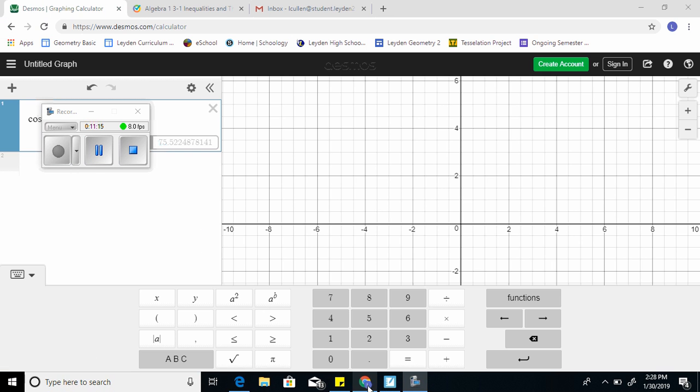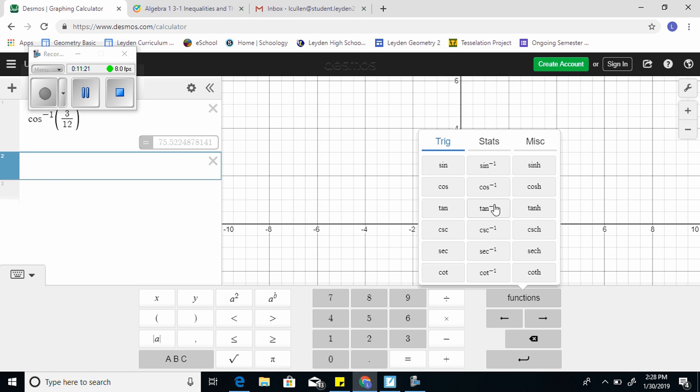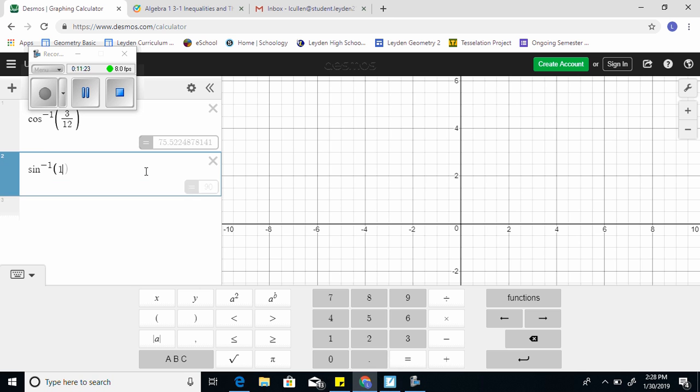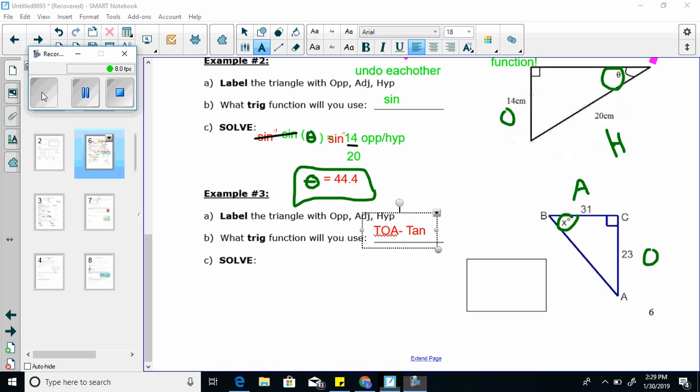So I'm going to come type that into Desmos. I'm going to do the inverse sine. So functions, inverse sine of 14 divided by 20. And I get 44.4. And that's my answer. Theta equals 44.4. For my last example down here, I'm looking for x.